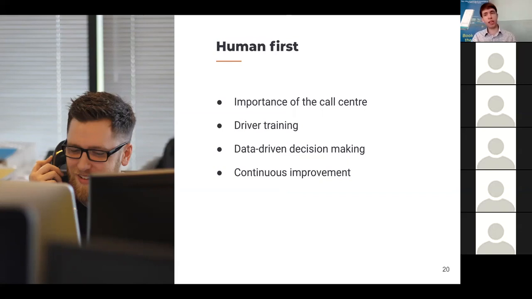What happens when there's a breakdown or if someone loses something on board? It's really important to have that human input available. And this is the same with the drivers. It's fine having the best buses, best app, best call centre, but if the actual experience of the bus journey itself isn't good, then that's what people will remember and tell their friends about.